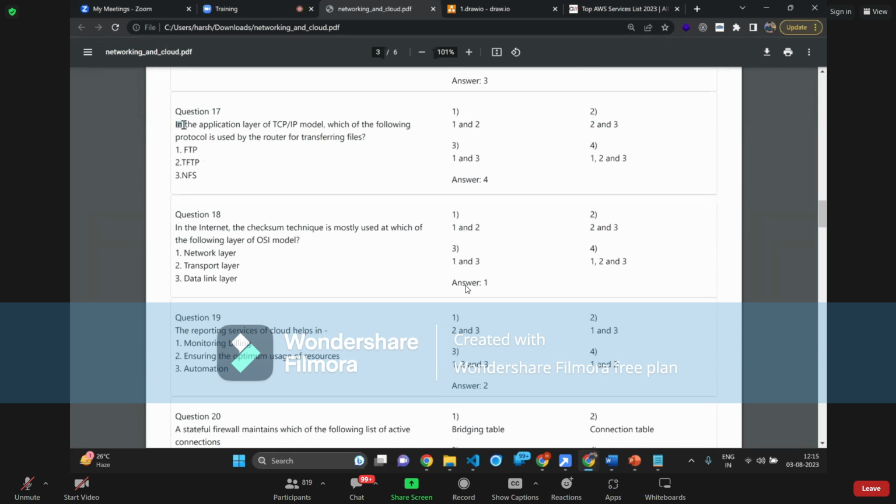Next is, in the application layer of TCP/IP, which of the following protocols is used by a router for transferring files? Right. So we use FTP protocol. We use TFTP protocol. We also use NFS basically. So all of the above should be the answer.